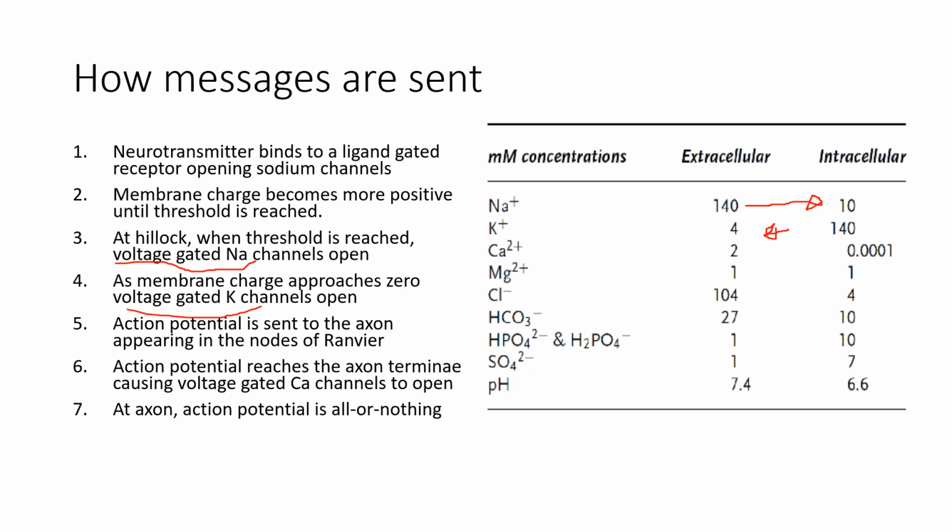Once the action potential reaches the axon terminae, you'll see that calcium channels open. This is important because calcium will move in, and that will cause a release. One thing to actually know, at the axon, the action potential is all or nothing. You either get the action potential or you don't. There's no in between, like in the soma and the dendrites. You get it, all the channels open.